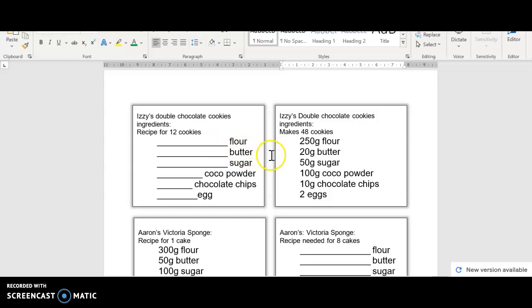So it's going to get a little bit tricky. What do we do to divide by 4? We half and half again. So let's do the first one. Half of 250 is 125. Half of 125 is 62.5, because half of 120 is 60 and half of 5 is 2.5, isn't it? Add those two together, you get 62.5 grams of flour.